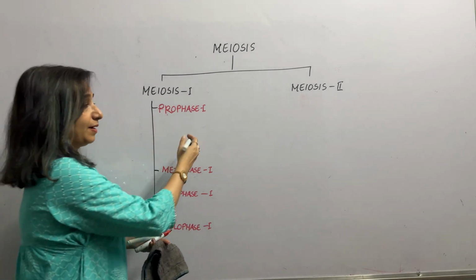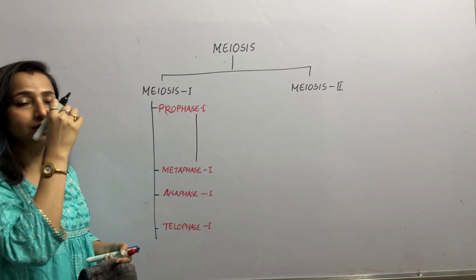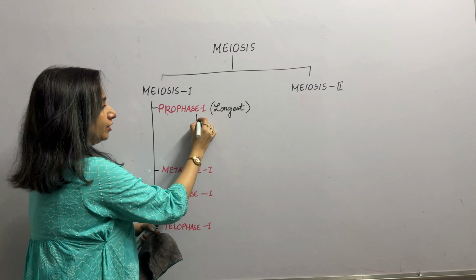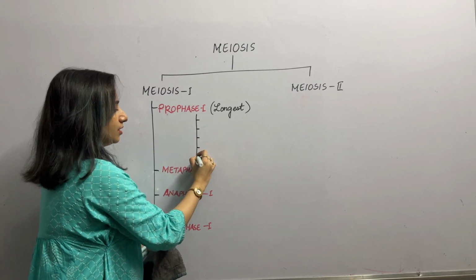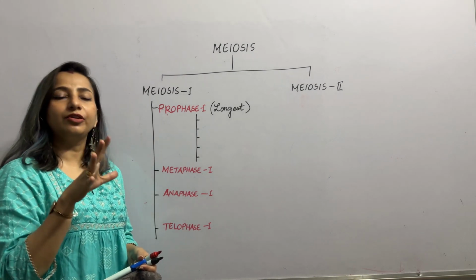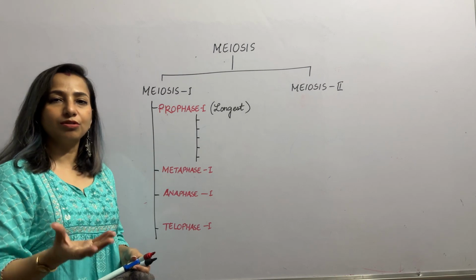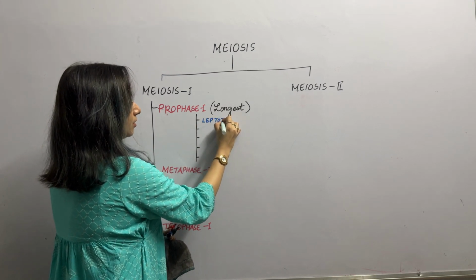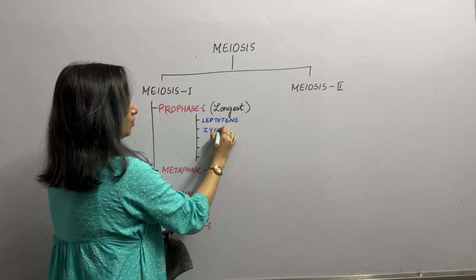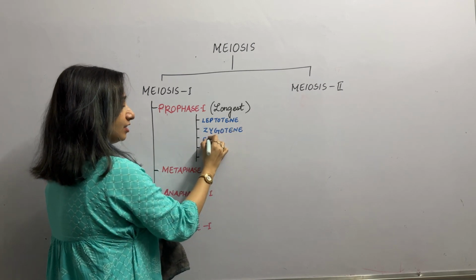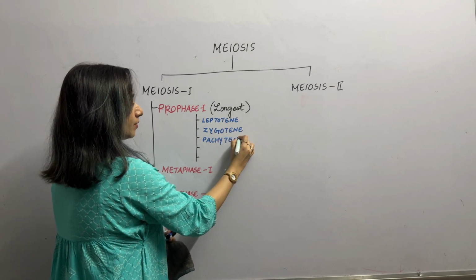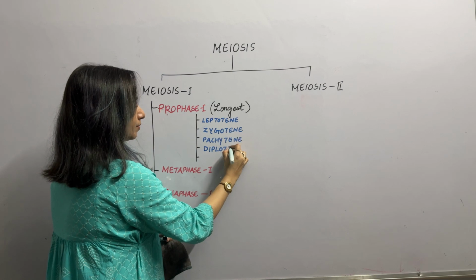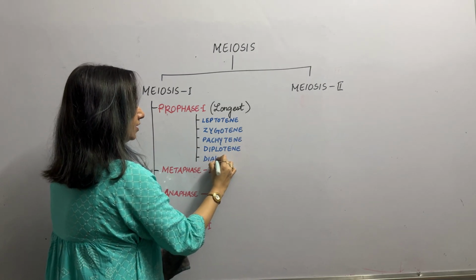Here, I have kept some space between prophase 1 and metaphase 1 because prophase 1 is very long and elaborate. In fact, it is the longest phase of meiosis, and it is further subdivided into 5 subphases. These are very important. The actual variation and recombination that we talk about in meiosis happens during these subphases. The first subphase is leptotene. It is followed by zygotene, then pachytene, then diplotene, and finally diakinesis.